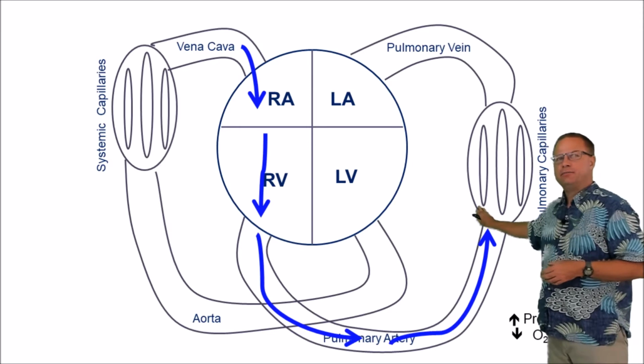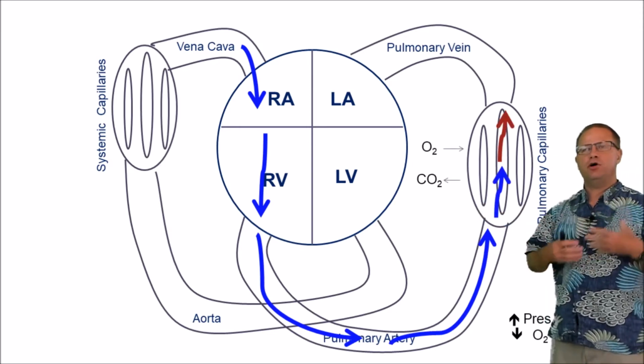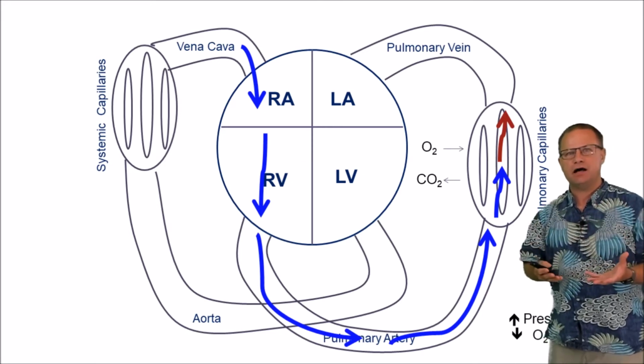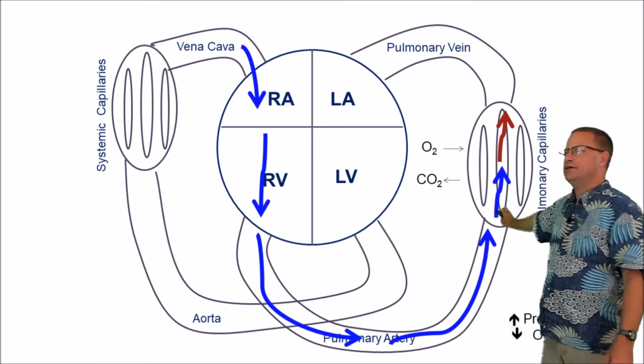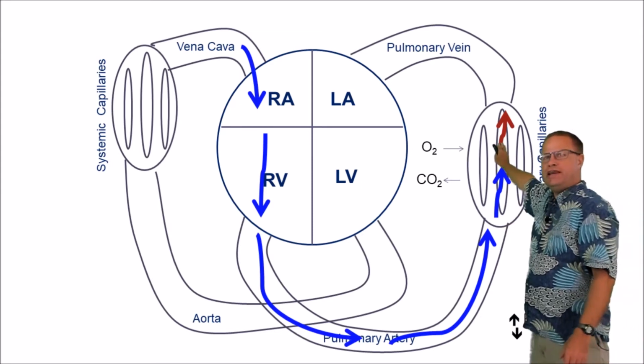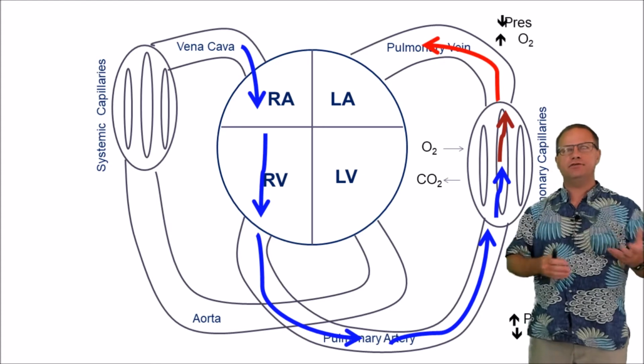Now we're going to go through the capillary bed. So what's going to change? Well, as we go through the pulmonary capillaries, we pick up oxygen and drop off CO2. So we go from a blue arrow showing that it was oxygen-poor blood to a red arrow showing that it's oxygen-rich blood. But what happened to the pressure?